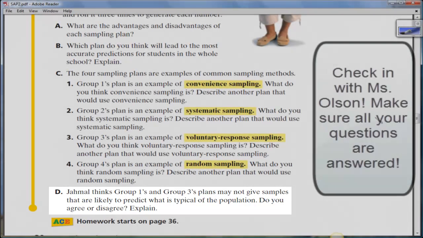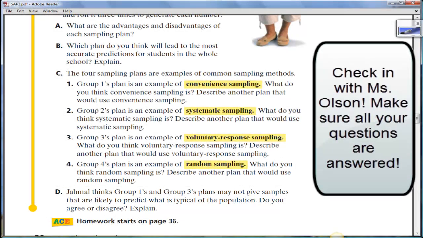Again, when you're done with this investigation, check in with me and we'll talk about your answers and we'll see if you can go on to investigation 2.3.